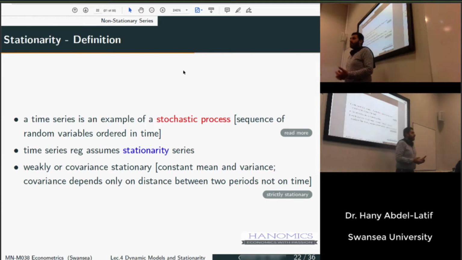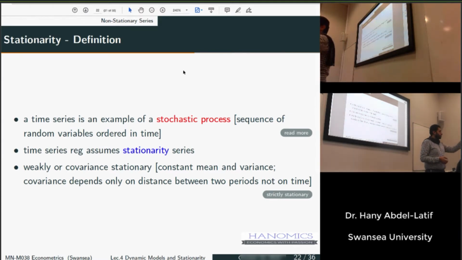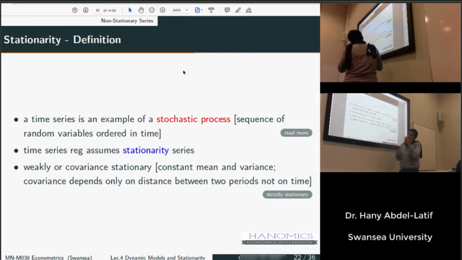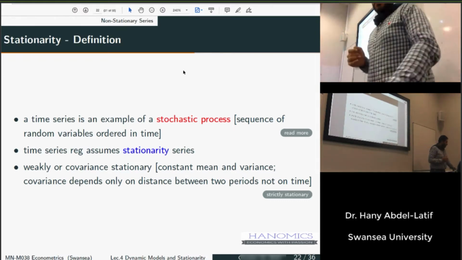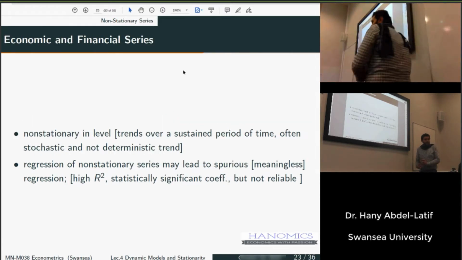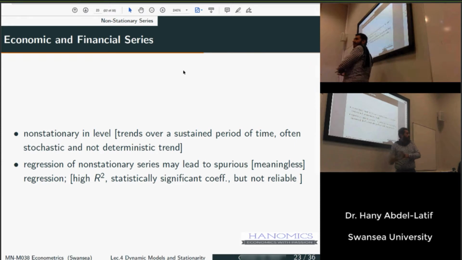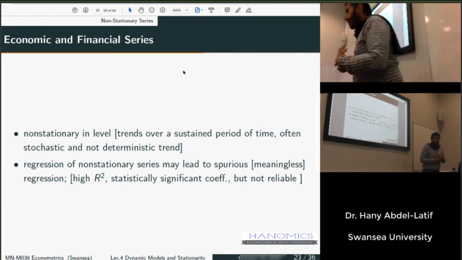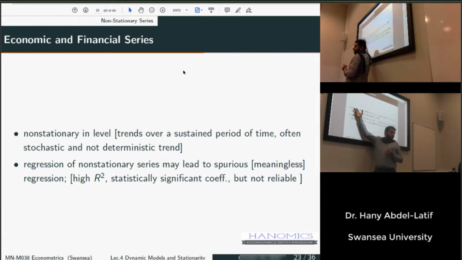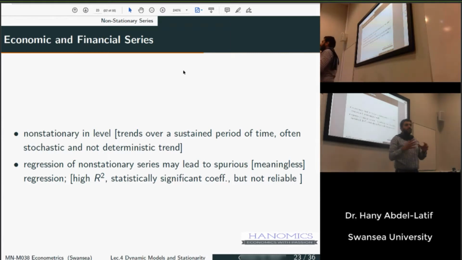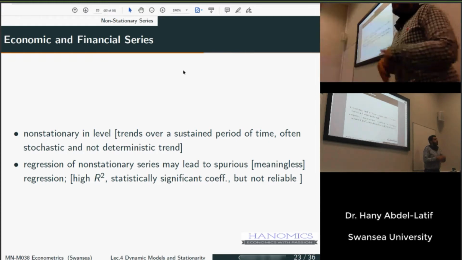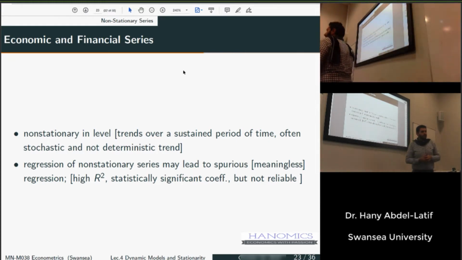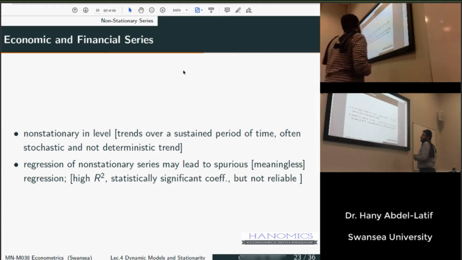What do we mean by stationary? Again, these three conditions: constant mean, constant variance, and the covariance depends only on the distance between two periods, not on time. The problem is that these conditions are not true in most economic and financial series, and that's why they're called non-stationary. So the norm is to be non-stationary. Some of them will be stationary in level, that's fine, but in general, the majority of the time series data we'll deal with are likely to be non-stationary.